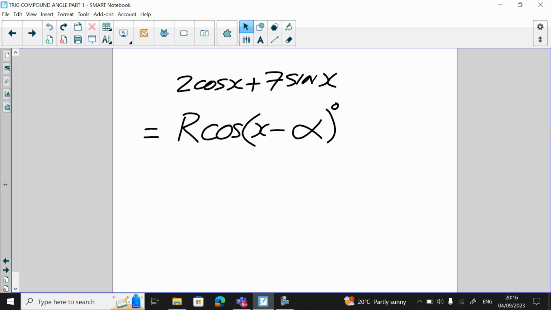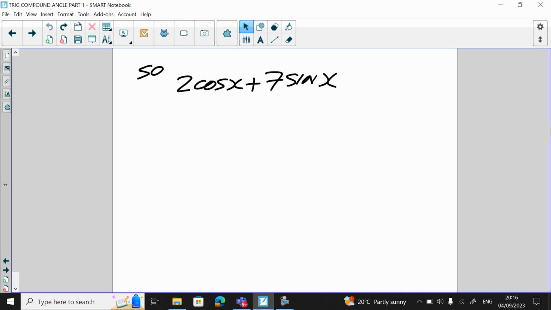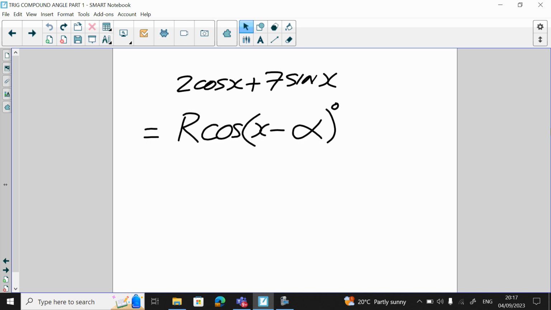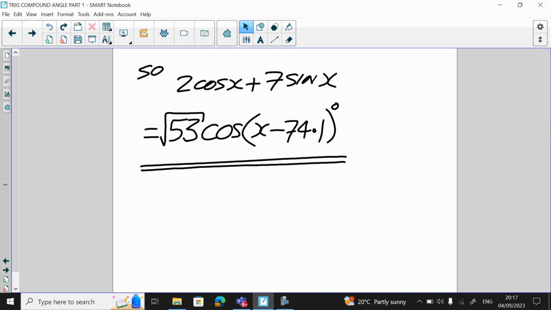So what we're doing here, this is what the proposal was: put them in that format. We found R and alpha. The only thing you're doing here is putting R and alpha into this format. Don't change that minus, you might want to call it a negative, whatever. Don't change it. That's what you want to do there. If you want to make square root of 53 a decimal, go ahead. That's fine.